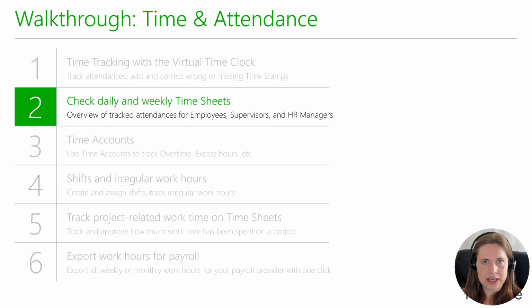Now that you have seen how attendances are tracked and if needed corrected, let's have a look at how to see how attendances have been tracked. You have an easy overview for daily and weekly timesheets inside the HR solution. Employees can access their own, supervisors can access their own and those of their department, and HR managers can see all attendances that are tracked in the system. Let me show you how this looks.